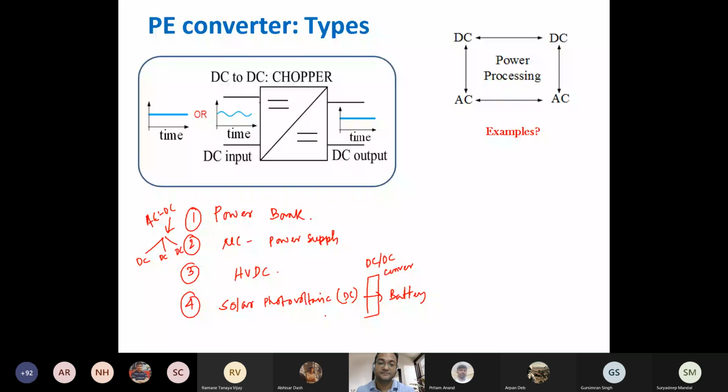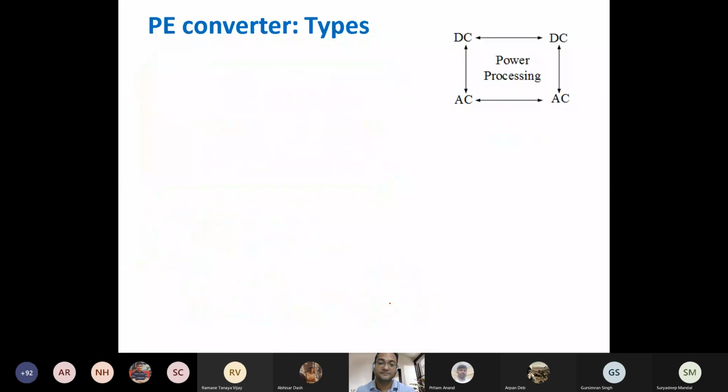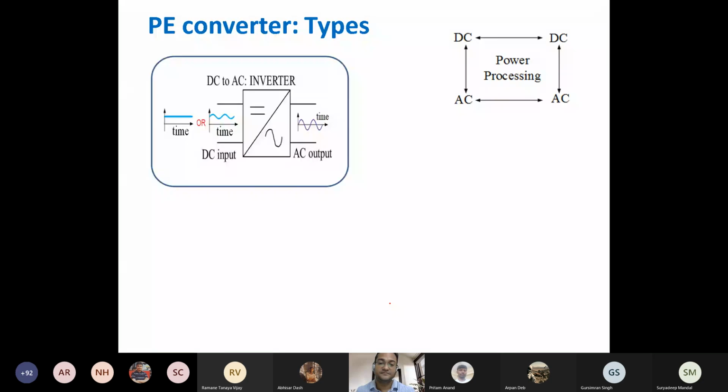Okay, let us go to the next type, DC to AC. Simple. At the DC input, AC output. Example, like inverters that you use and UPS that you use for desktops. Extremely good. UPS. What is the full form of UPS? Uninterruptible power supply. Right.